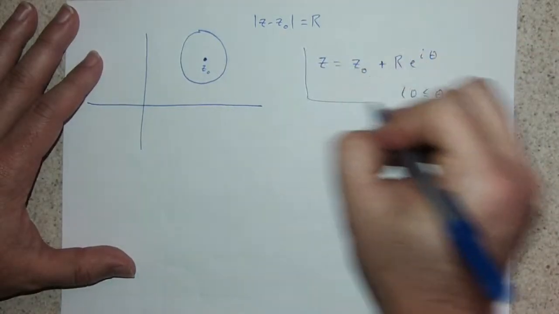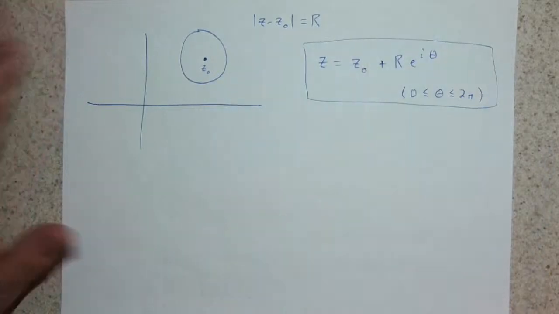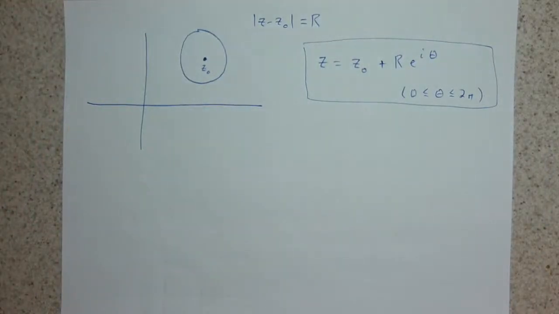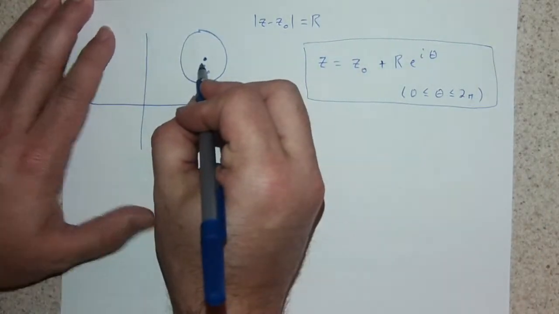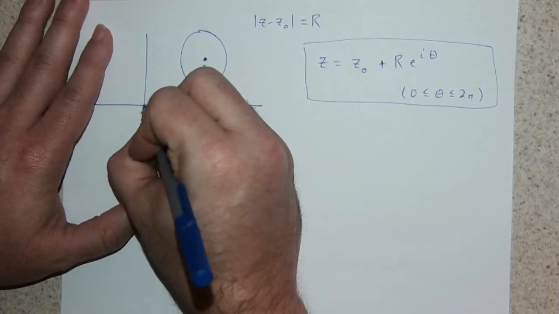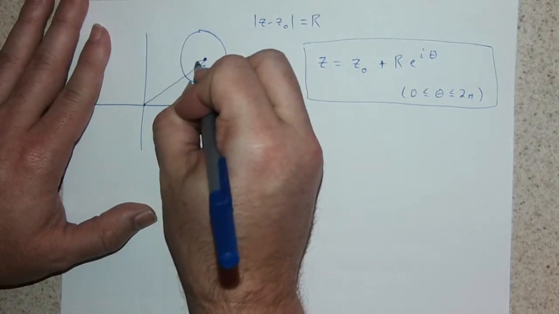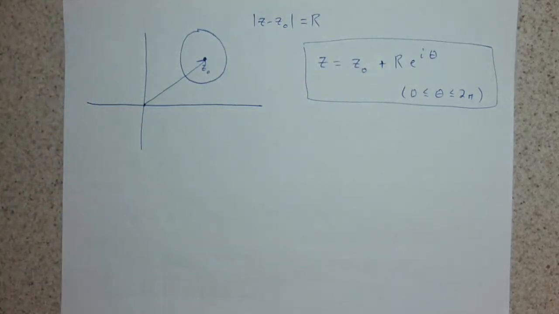This is the parametric description of this circle. How does this work? How can you think about this? You have this initial vector specified by z naught. So there's your vector specified by z naught.